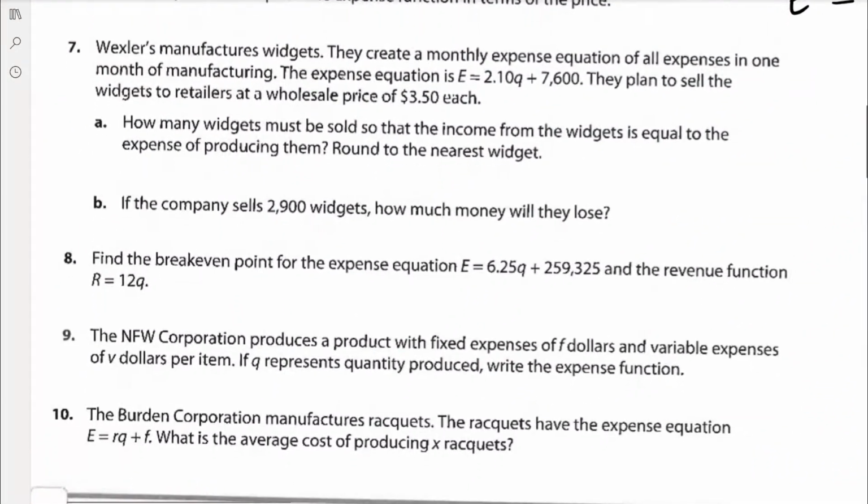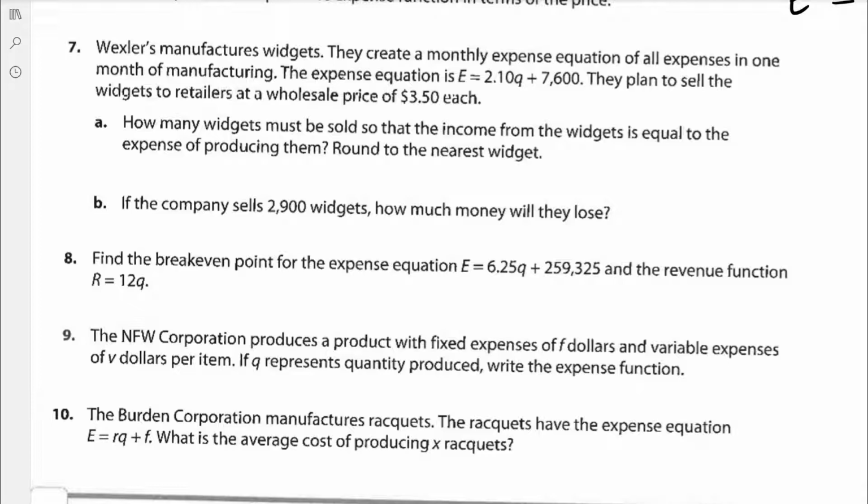Here we go. So Wexler's manufactures widgets. All right, widget is a general term for something that is produced. It could be a pen, a calculator, a computer, a phone. It could be anything. It could be a glass. It doesn't really matter what it is. It's just a general term.